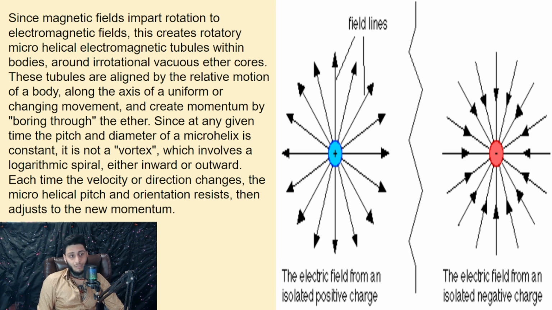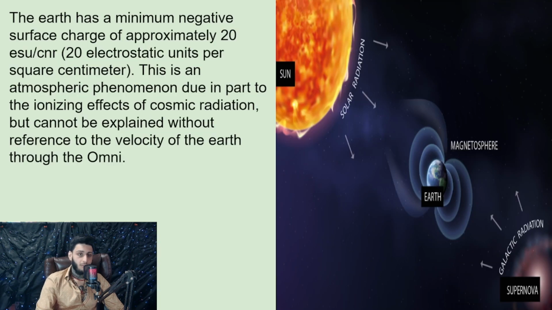Since at any given time the pitch and the diameter of a microhelix is constant, it is not a vortex, which involves a logarithmic spiral, either inward or outward. Each time the velocity or direction changes, the microhelical pitch and orientation resists, then adjusts to the new momentum.